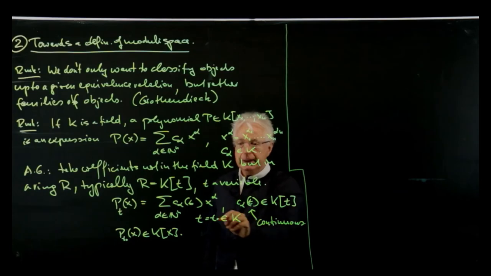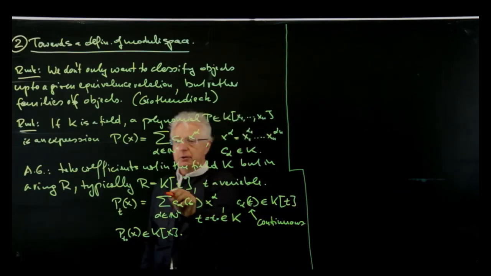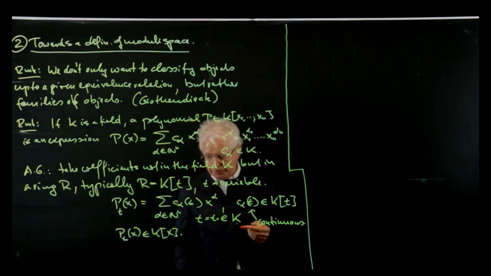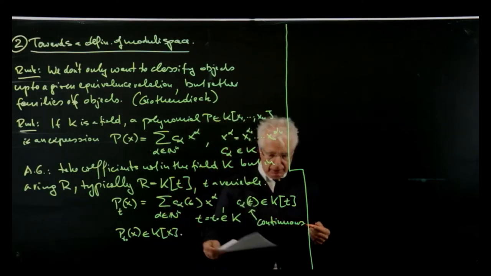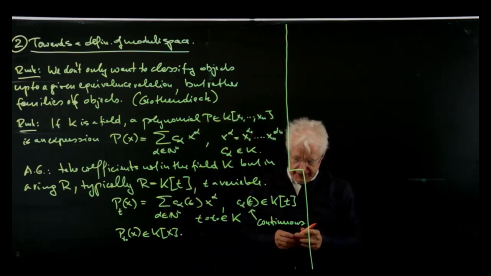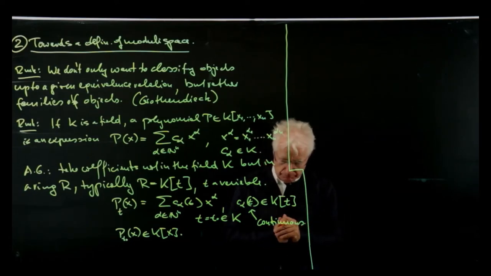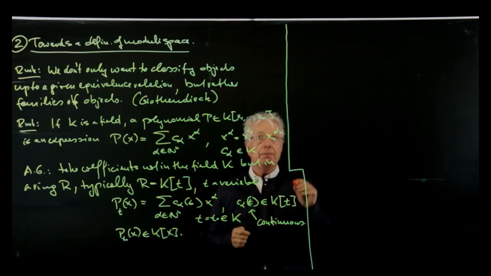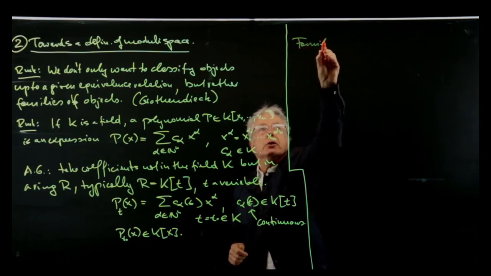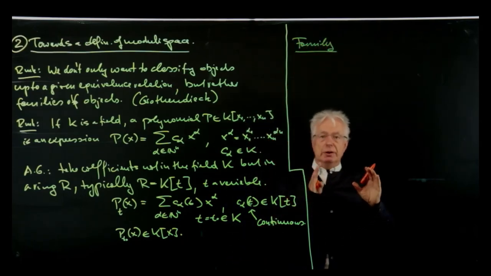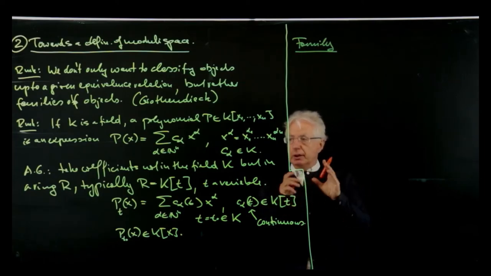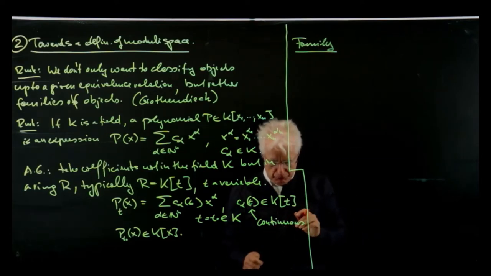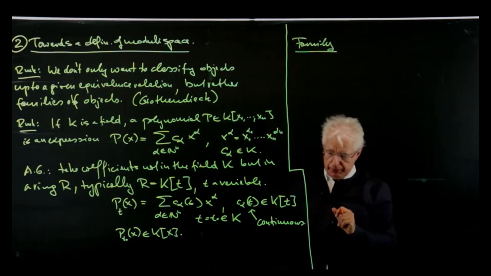Now, of course, if t moves very far, the polynomial p_t will change enormously. Yeah? But at the moment, we don't care. So I want to define formally what the family is. I will do it on two levels, or actually on four levels. I will give you the categorical definition, and I will give you the definition for topological spaces. Okay? So I assume that everybody is familiar with categories.